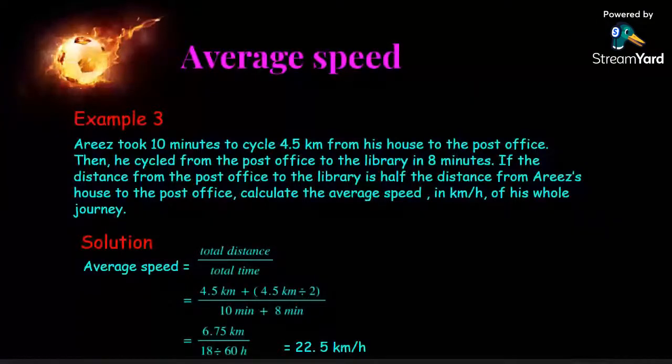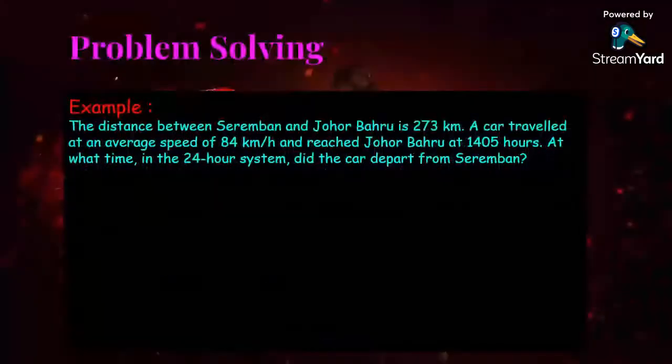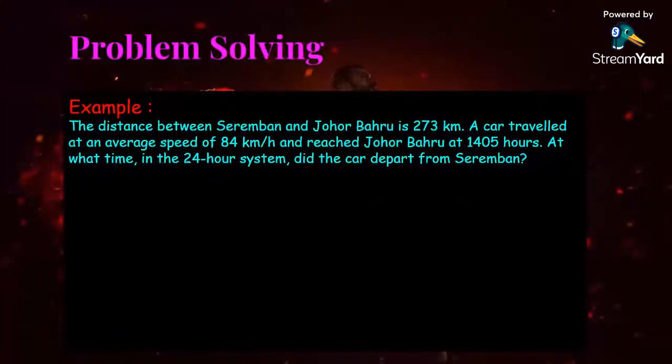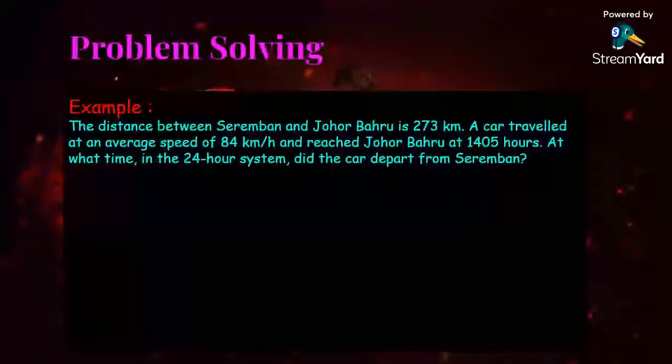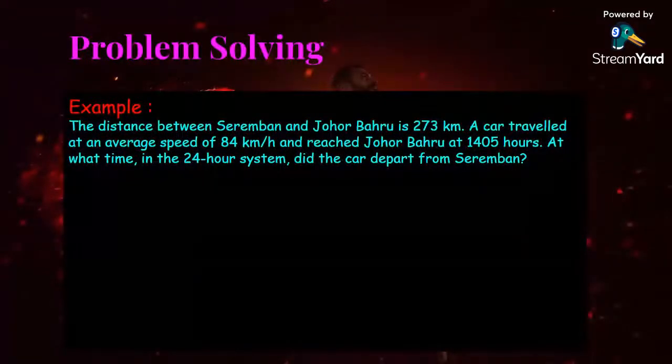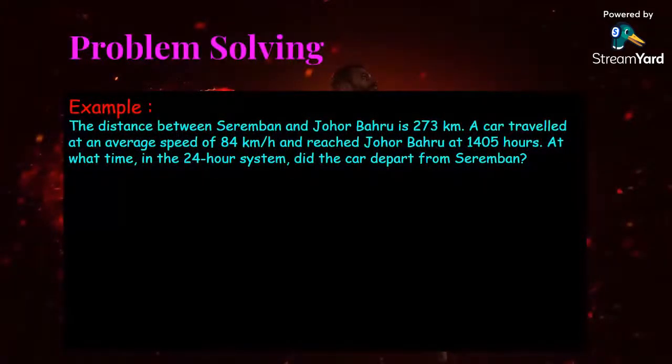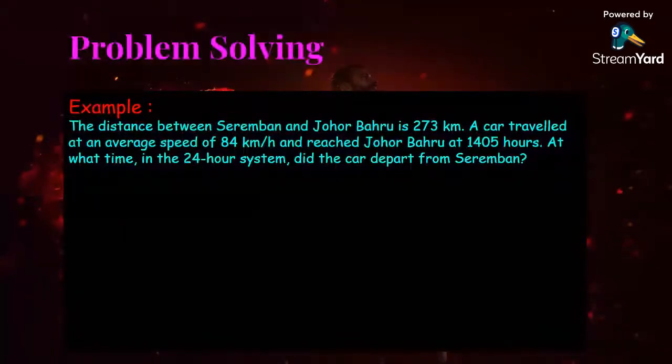Alright, dan kita nak tengok the last example for today class. Okay, this is a problem solving question, just one example. The distance between Seremban and Johor Bahru is 273 kilometer. A car travels at an average speed of 84 kilometer per hour, and reaches Johor Bahru at 1405 hours.